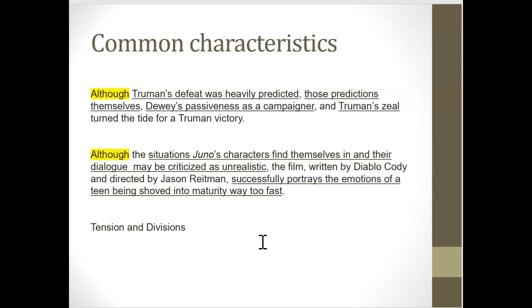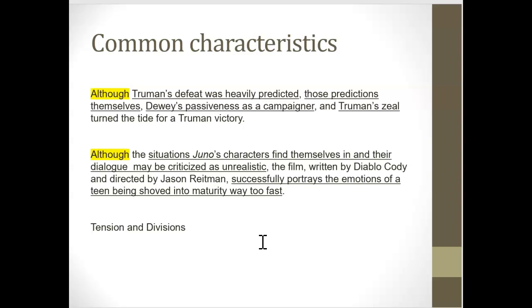Now, as I said before, as far as Truman's victory, those predictions themselves, Dewey's passiveness, Truman's zeal, those are the three divisions. And when you read that paper, you'll see that I think the writer dedicates 2 paragraphs to each of these topics. The predictions, the polls, how poor a candidate or how poor a campaign Dewey ran, and what a really exciting campaign Truman ran. So those become the answer to the why, how question.